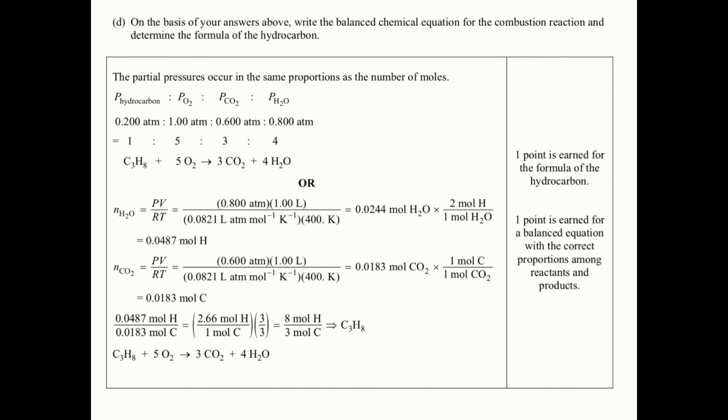So when I divide by my smallest number of atmospheres, in this case it's 1, then I know it's going to be a 1, 5, 3, 4 ratio. Okay? And so it's asking you to write the balanced chemical equation for the combustion reaction. So since I have 5 of oxygen, 3 moles of carbon dioxide, and 4 moles of water, I now can figure out the formula for my hydrocarbon. So I've got a total of 8 hydrogen, so I'm going to have H8, and I have 3 carbon, so my formula would be C3H8.